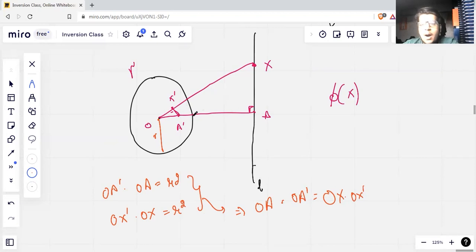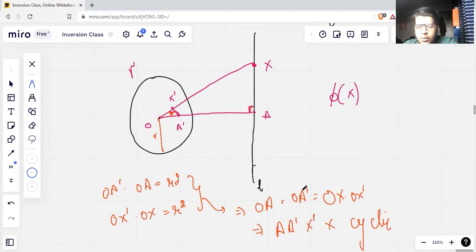Do you see power of a point coming here? XX dash and AA dash meet at point O, and we have OA dash into OA equal to OX dash into OX. So A A dash X dash X is cyclic, which means this angle was 90 degrees. So this will also be 90 degrees.